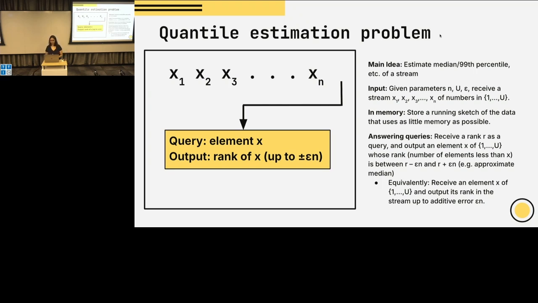So you receive some element x and you want to approximately output how many elements are less than it, up to some additive error epsilon n. It'll be easier to analyze with regard to the second definition. So throughout the talk, we're going to be focusing on this: you receive an element x and your goal is to output how many elements are less than x, roughly.